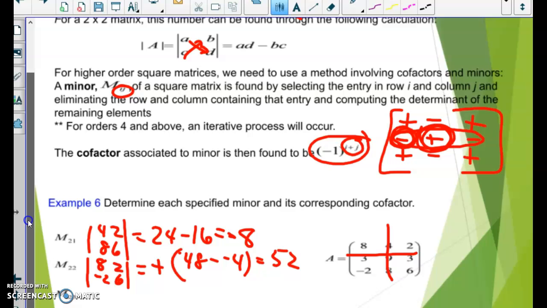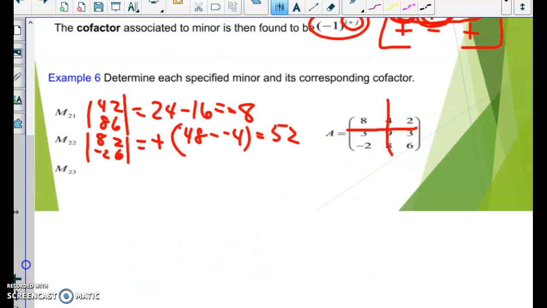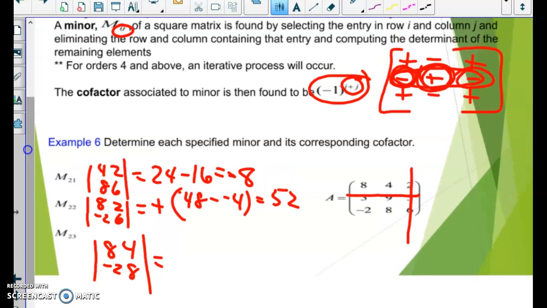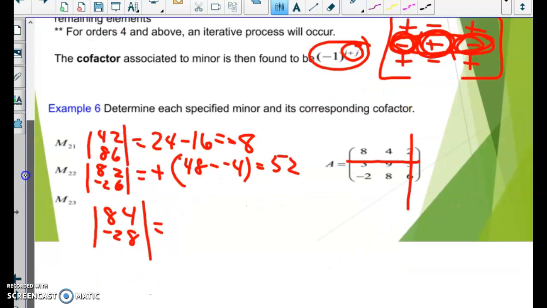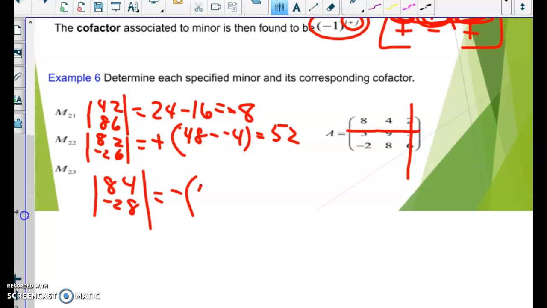When I do the cofactor expansion about the second row, third column, my little matrix is going to be 8, 4, negative 2, 8. But remember, if we're expanding about this row, this third element's got to be a negative. So I'm going to say 8 times 8, minus negative 8, which gives me positive 72 in there, times the negative 1 gives me a negative 72.